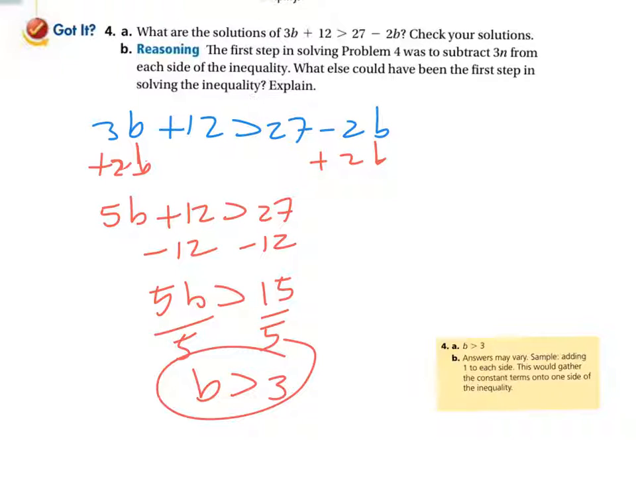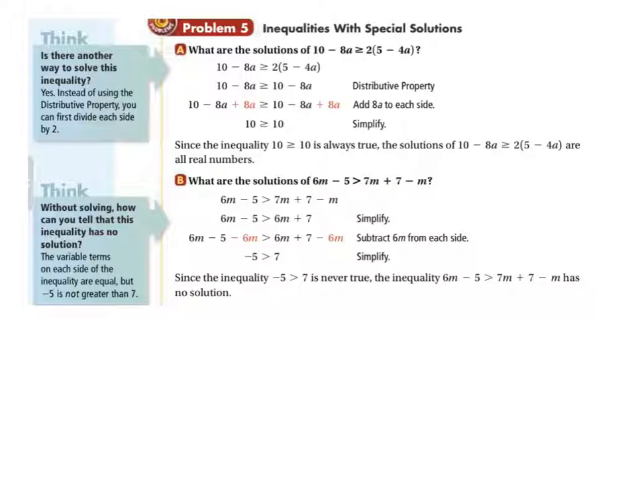And then part B, reasoning. The first step in solving problem 4 was to subtract 3n from each side. What else could your first step have been? Lots of other things, right? You could have added 1 to each side, so moving the constants first, that sort of thing. That's it.